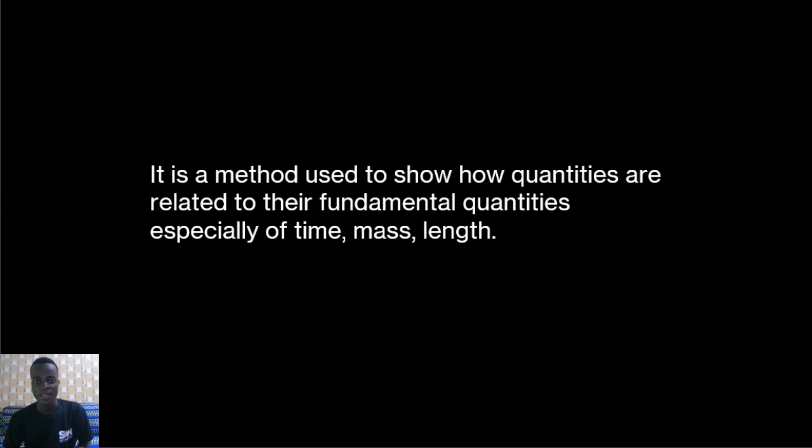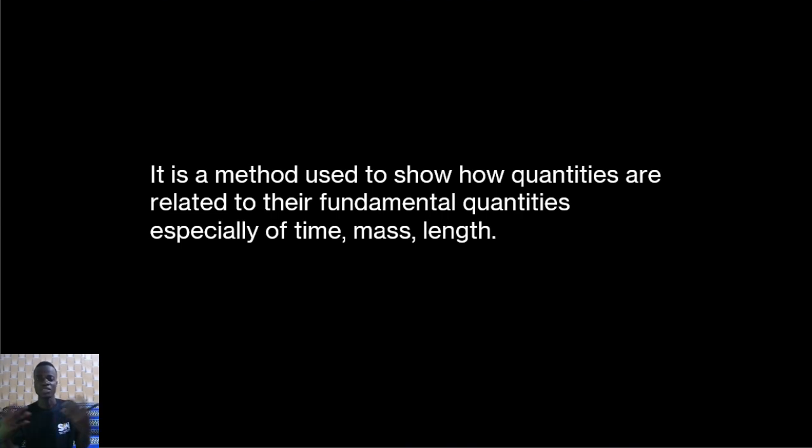Let's look at this. Dimensional analysis is just a method that we use to show how quantities are related to their fundamental quantities, especially time, mass, and length. So you have a quantity like energy, a quantity like work, a quantity like velocity, a quantity like acceleration. How are they related to their fundamental quantities? We have seven fundamental quantities, remember? So how do these derived quantities relate to that?